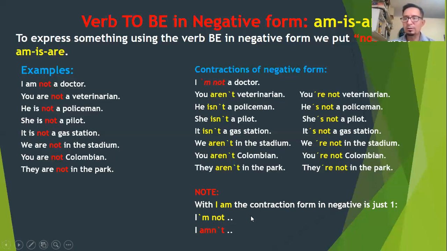So, what is the correct? This is not correct. This is correct. Okay, this is an exception.